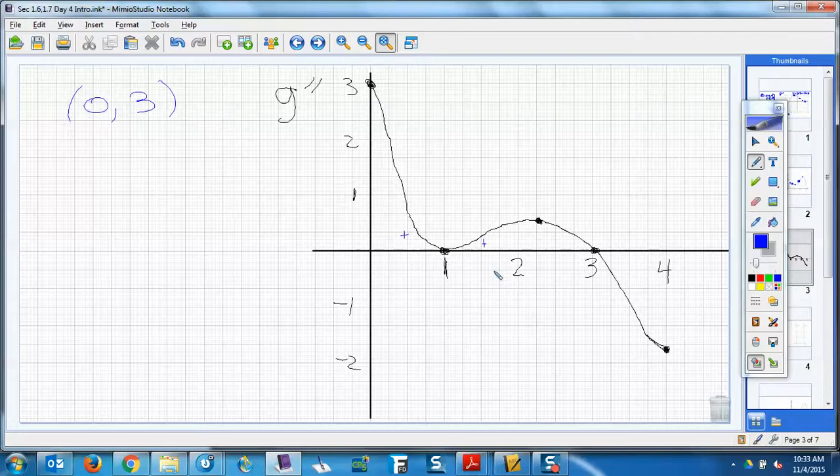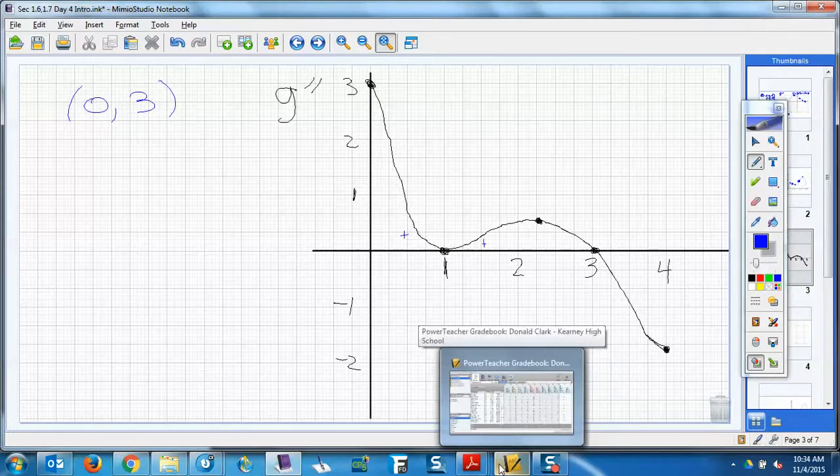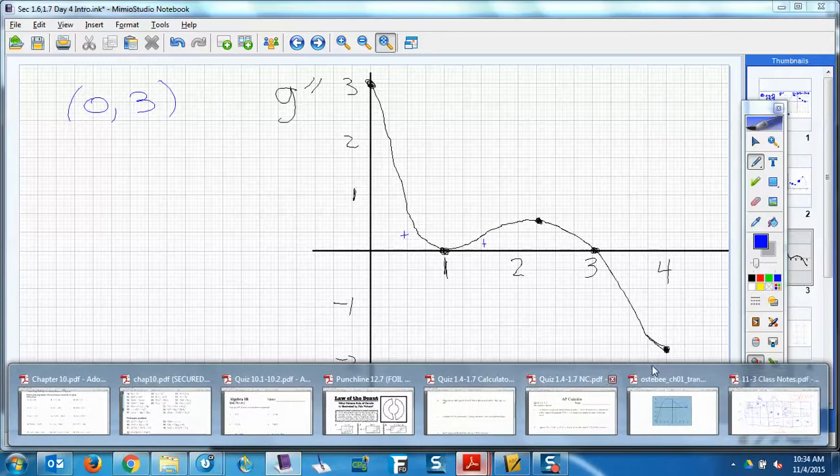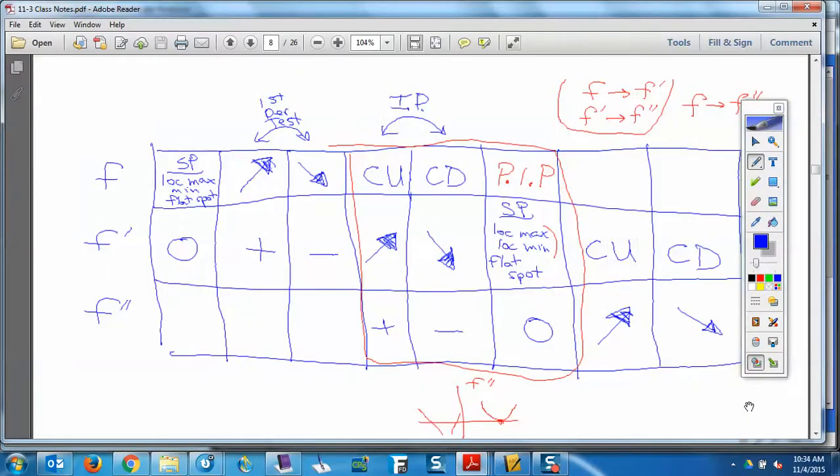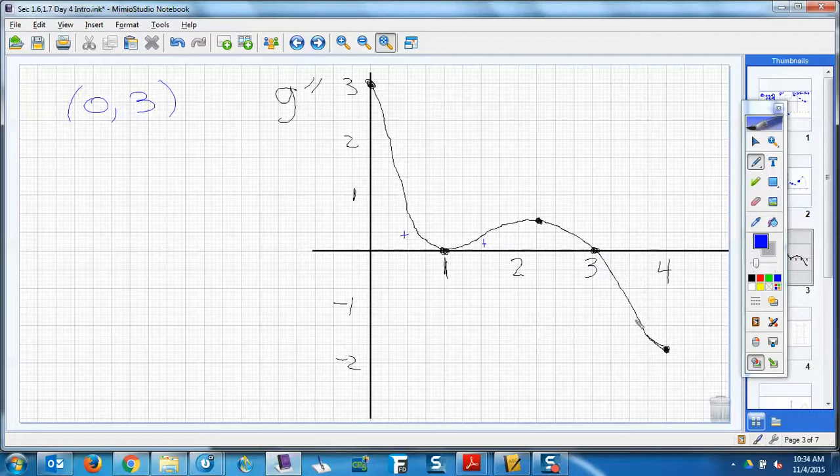All right, where is G prime decreasing? Macy, where is G prime decreasing? What'd you have for that one? 3 to 4. G prime decreasing, let's check her out on the chart. G prime decreasing would be when G double prime is negative. Yeah. Okay, and that's what she's got. G double prime below the x-axis from 3 to 4. Very good.